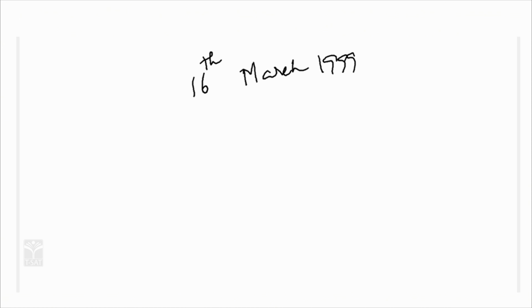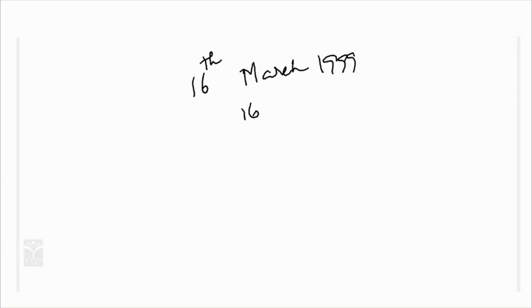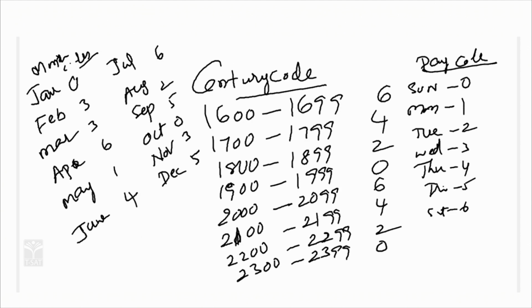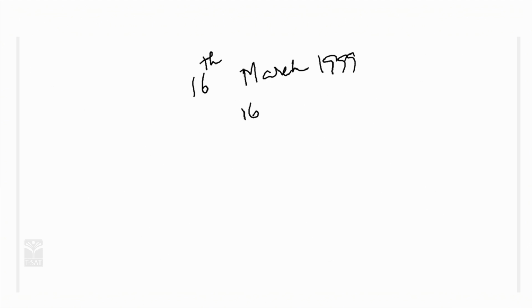So, you have to consider. What is the first one? You have to write the day, 16. The next one is simply the code of March. You have to check it. March is how much? It is 3, correct? Add 3. Next, the last 2 digits, 99, correct? And what is the century code for 99?